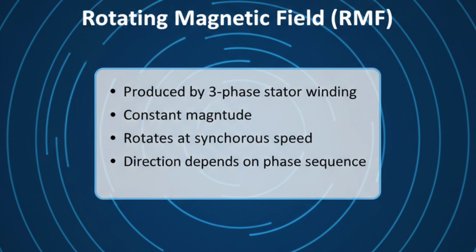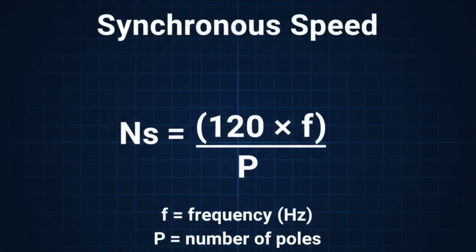This RMF has almost constant magnitude and rotates at a speed called synchronous speed, which depends only on the supply frequency and the number of poles of the stator. The formula for synchronous speed is N equals 120 multiplied by frequency divided by number of poles, where frequency is in hertz and poles are the total number of magnetic poles in the stator. For example, if the supply frequency is 50 Hz and the motor has 4 poles, then synchronous speed will be 1500 revolutions per minute.